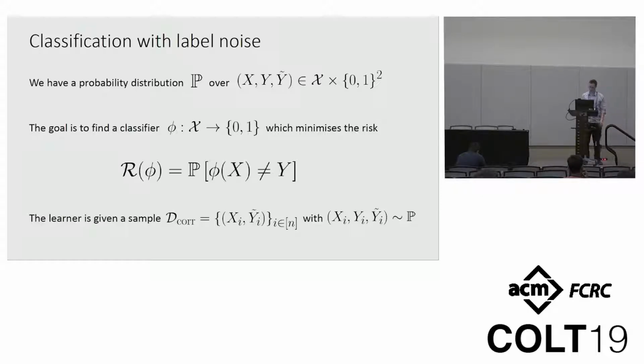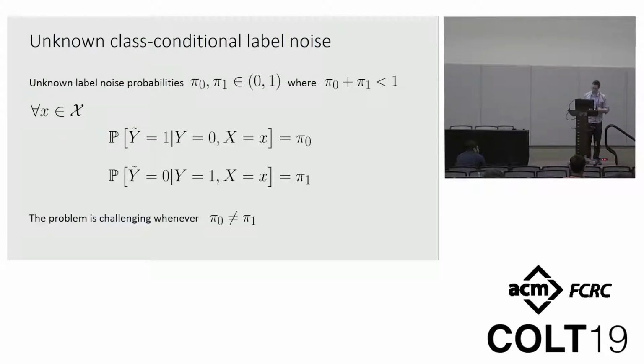And the difficulty comes from the fact that you only have access to this corrupted sample and you don't have any access to the true labels. So we need to make some assumptions about the relationship between the true labels and the noisy labels, and in this work we're going to make the assumption of unknown class-conditional label noise. So there are some unknown label noise probabilities, pi 0 and pi 1, and pi 0 gives the probability that if the true label is 0, the noisy label is 1, and pi 1 gives the probability that if the true label is 1, the noisy label is 0. And this problem becomes challenging whenever pi 0 is not equal to pi 1.